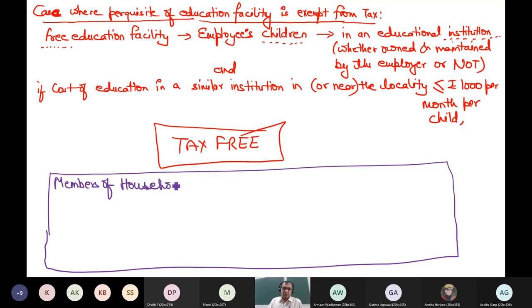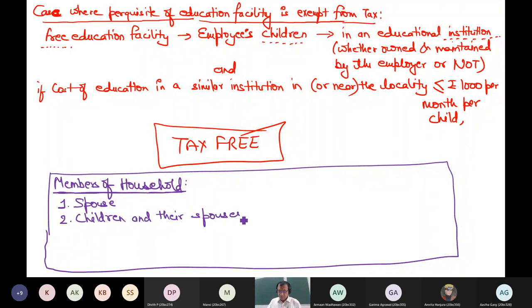Wherever members of household is written, it is different from family. Don't say it is family. Members of household is different. Family is different. So who are there in members of household? Spouse. You should note it down. Children and their spouses, that means daughter-in-law. Children and their spouses. Parents. And servants and dependents.